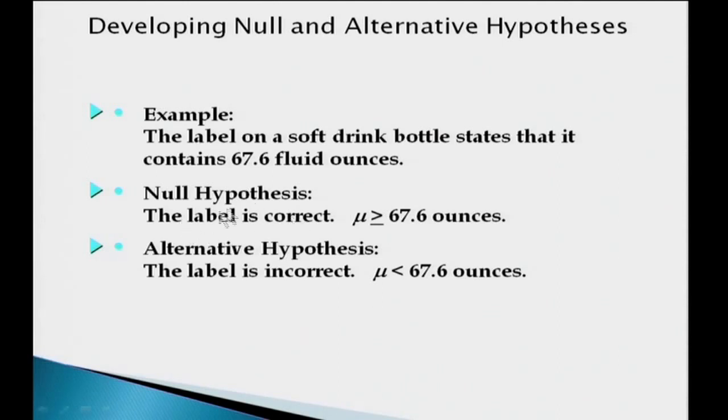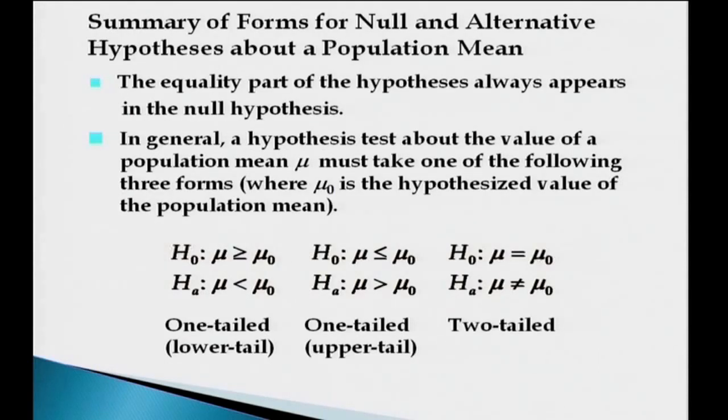So, that will come under the null hypothesis, at least this much, and the alternative means this does not contain 67.6 fluid ounce, right. So, you would like to see whether it is either equal to or more than, or against it is less than. So, in this way we can define null and alternative hypothesis.